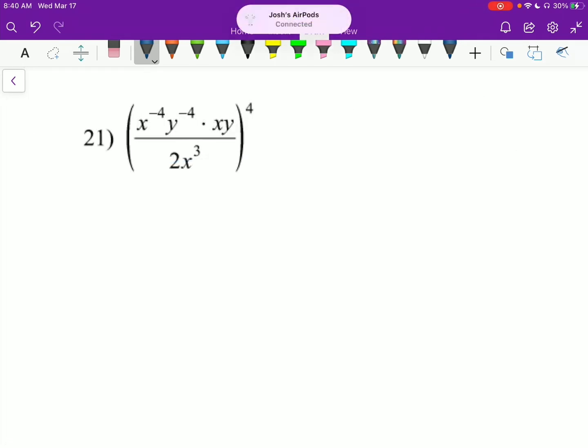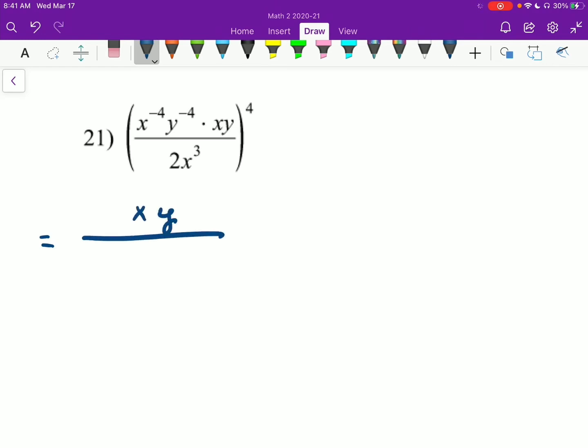All right, number 21. We're going to start off by dealing with those negative exponents in the numerator. So let's take them and put them in the denominator. So I'm going to have just a plain old xy on top. And then on bottom, I'm going to have 2x cubed, x to the 4th, y to the 4th. And everything is to the 4th.